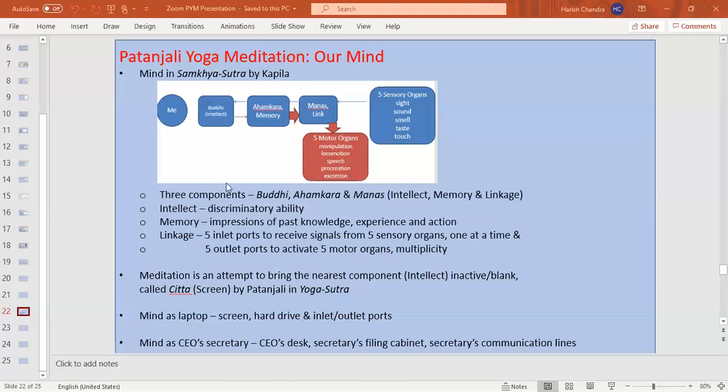But of course, mind has been described by Kapil in Sankhya in good detail. Another analogy I can take, which I will continue in my next week's presentation, is as if you are the CEO and your mind is a secretary. So, as if your secretariat has these three units, you work on a desk.